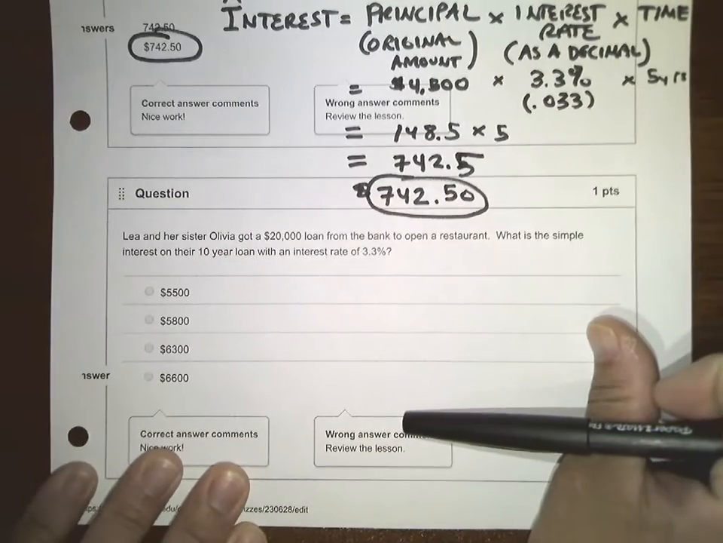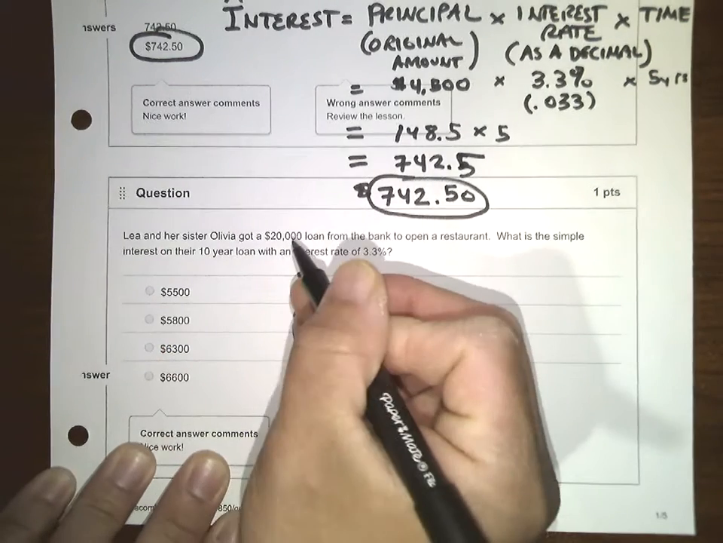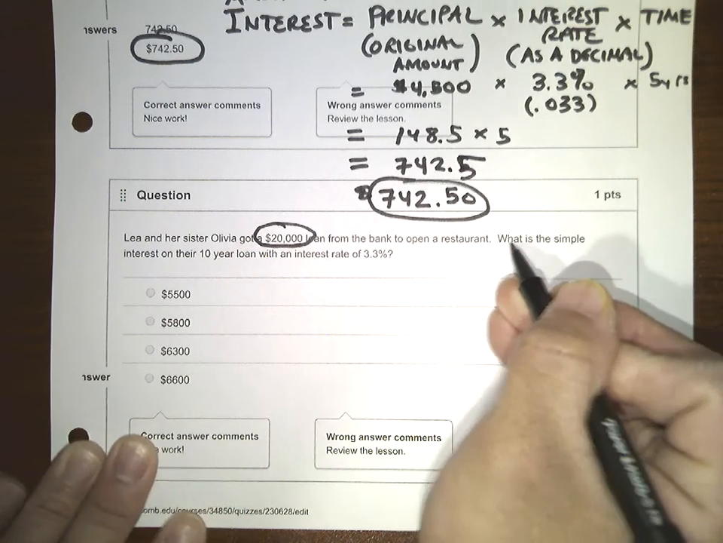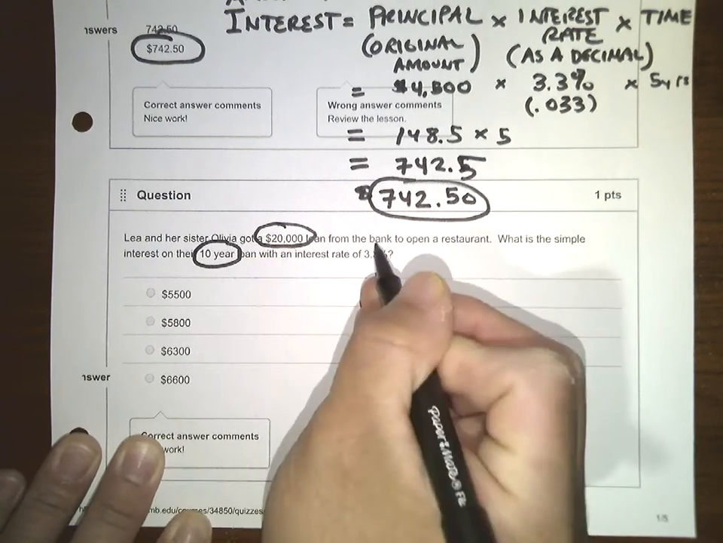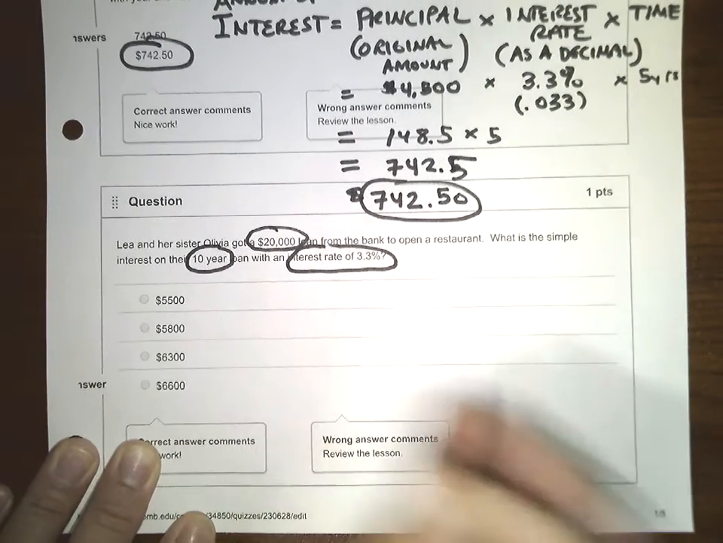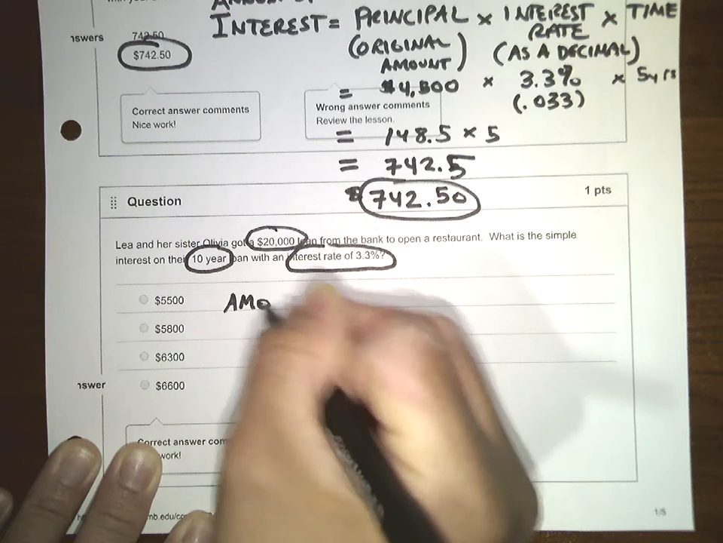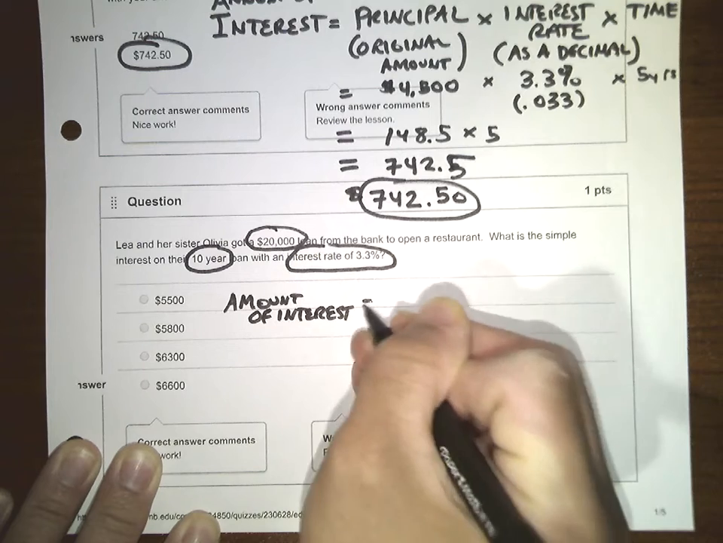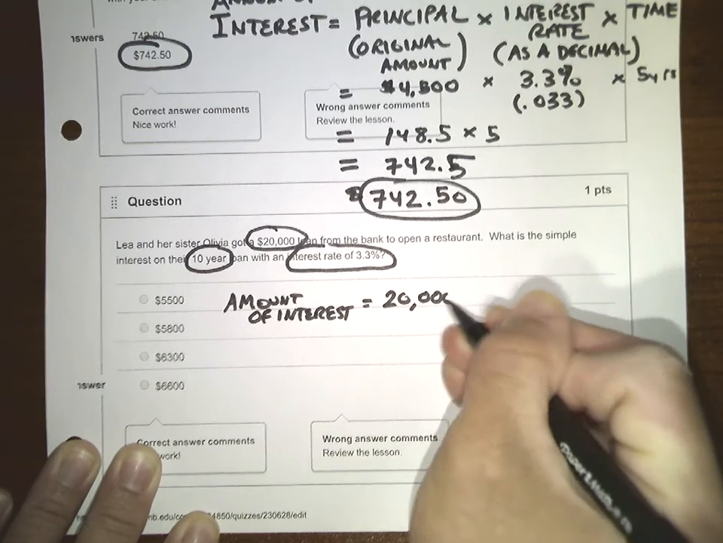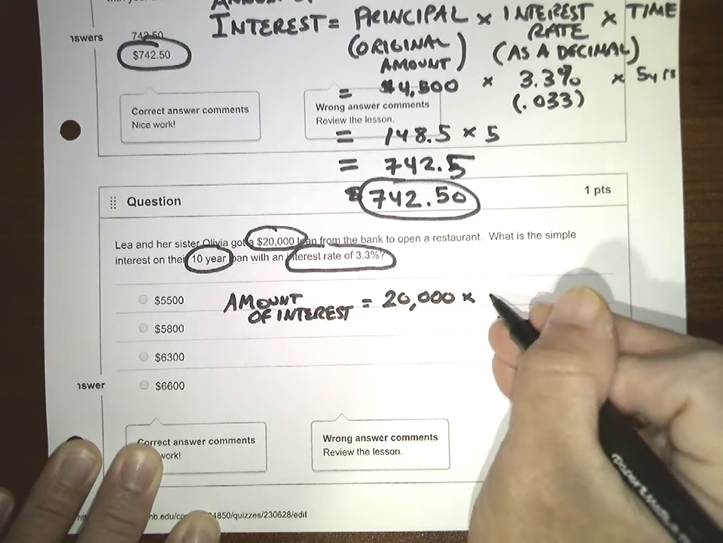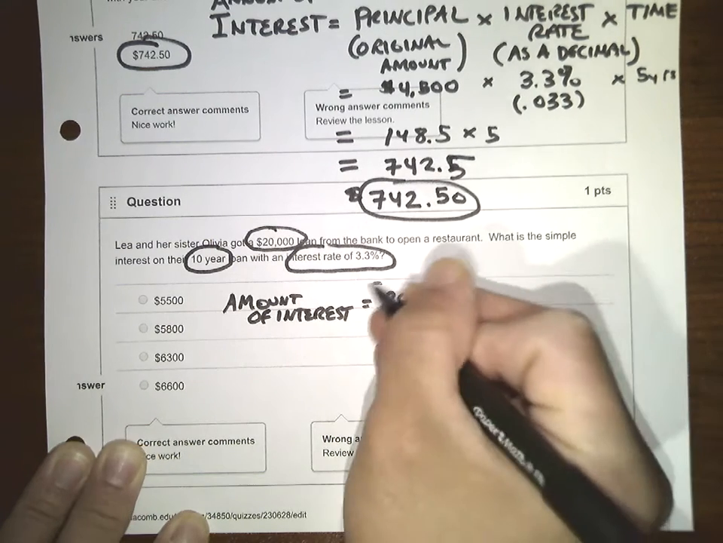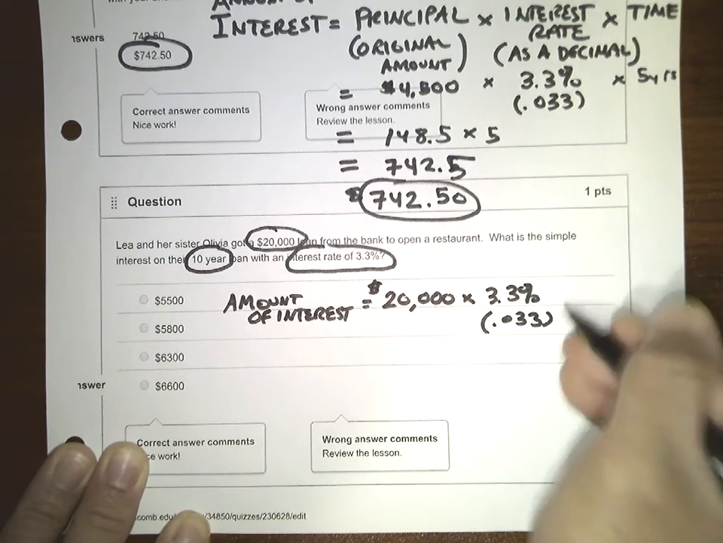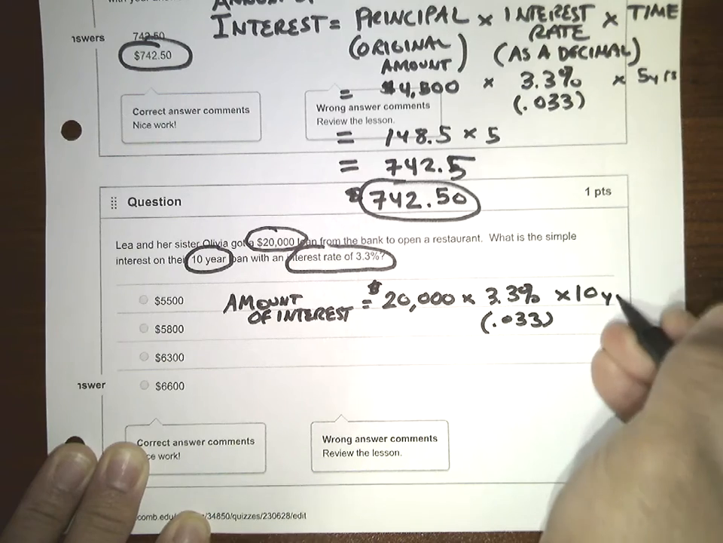Leah and her sister Olivia got a $20,000 loan from the bank to open a restaurant. What is the simple interest on their 10-year loan with an interest rate of 3.3%? So remember, the amount of the interest on their loan will be the principal, which is $20,000, times the interest rate, 3.3% or 0.033, and then times 10 years.